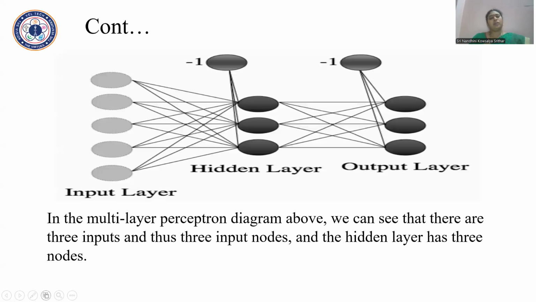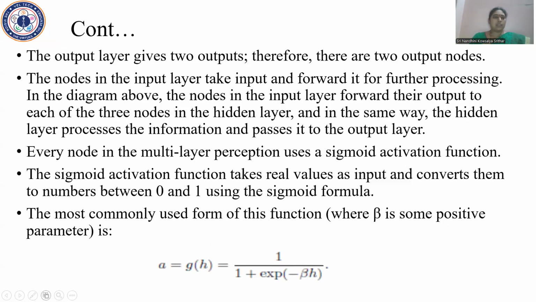Then let's see the structure of a multi-layered perceptron. Here we have an input layer, then hidden layers, then the output layer. The number of hidden layers is more compared to the single-layered perceptron model. From the image we can see the input layer, hidden layer and output layer, and the output layer gives two outputs, therefore two output nodes.